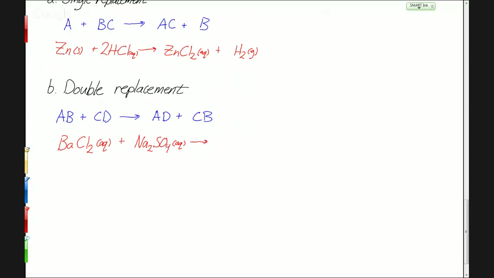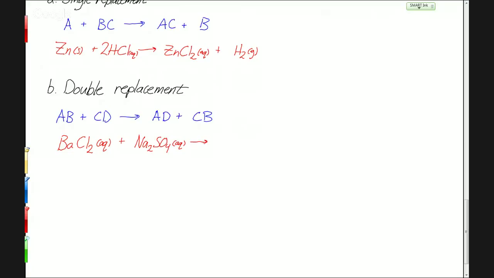We have a reaction here of two aqueous ionic compounds, barium chloride and sodium sulfate. When these two react, we can identify that this is a double replacement reaction because it's two ionic compounds reacting, each of which has two parts, a cation and an anion. So we can switch the anions and the cations and find the products.